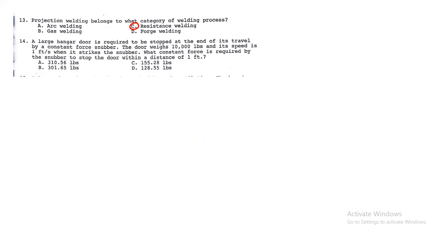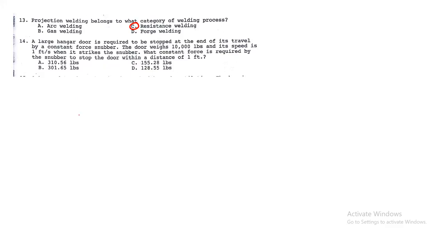Then next, 14. A large hangar door is required to be stopped at the end of its travel by a constant force snubber. The door weighs 10,000 pounds and its speed is 1 foot per second when it strikes the snubber. What constant force is required by the snubber to stop the door within the distance of 1 foot?